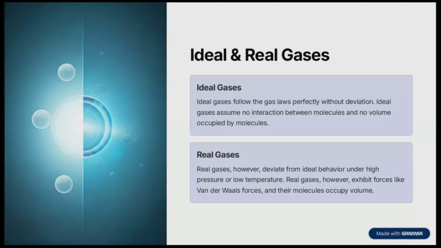Ideal gas proposes that these gases, can you understand? Do you understand what I'm trying to explain? Hello? Hello, can anybody hear me? Yes, I can hear you.